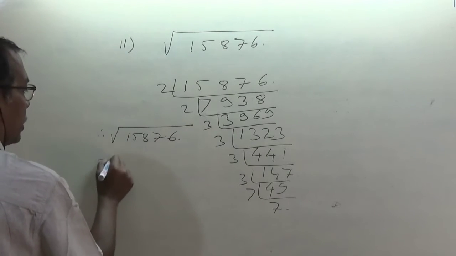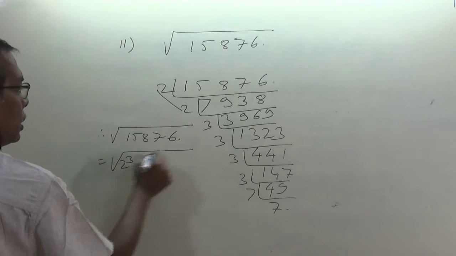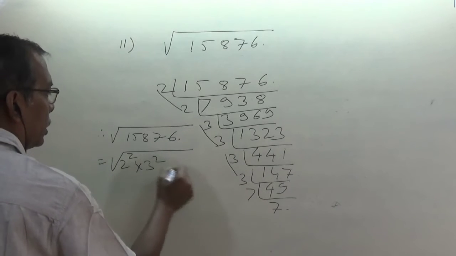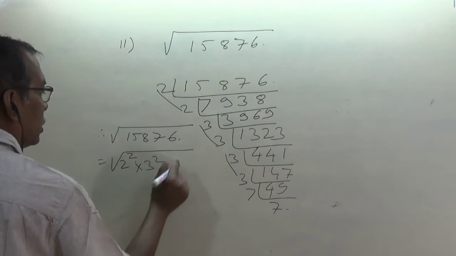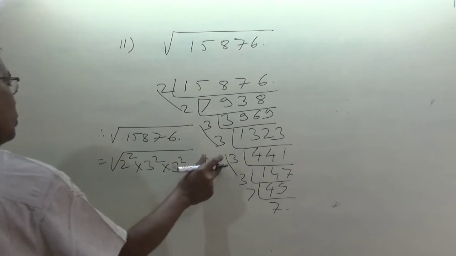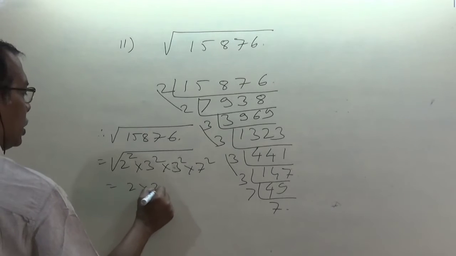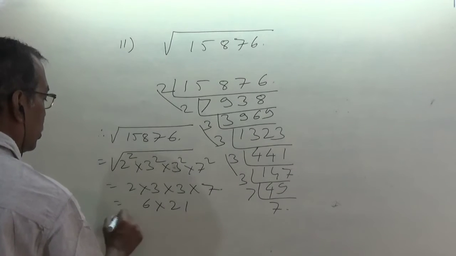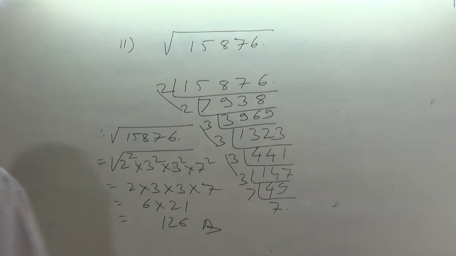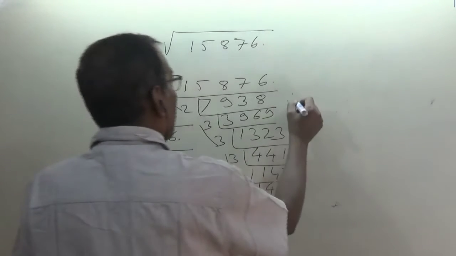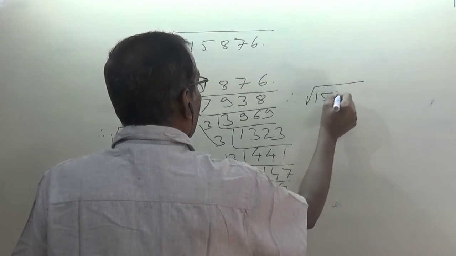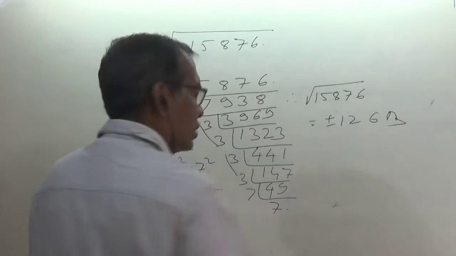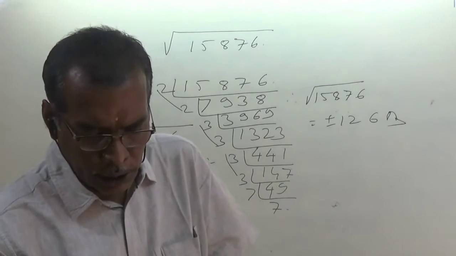So therefore the square root of 15876 you can write pairwise: 2 square, 3 square, 3 square, and 7 square. Now the square and root sign will be removed, that is 2 into 3 into 3 into 7 will come, which is equal to 6 into 3 is 18, 7 threes are 21, 126. So the square root of 15876 is nothing but 126. You can write it plus minus also, or simply 126. Okay, so this way you can find it.